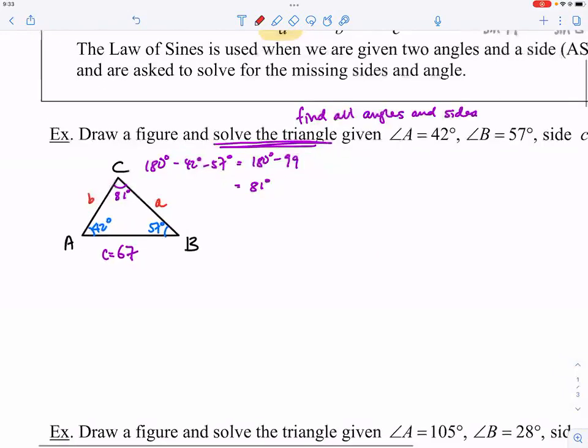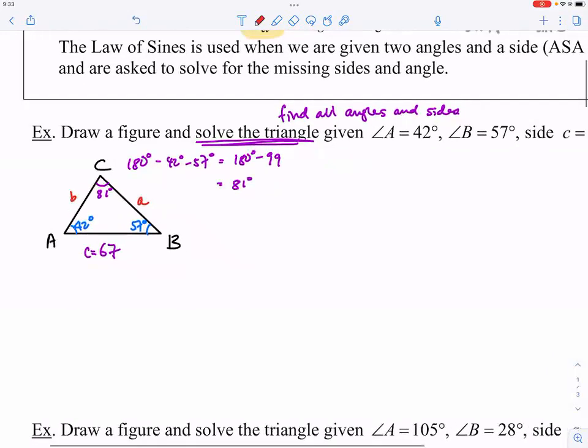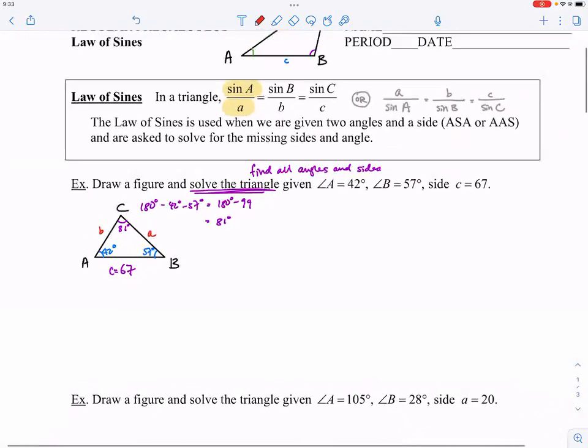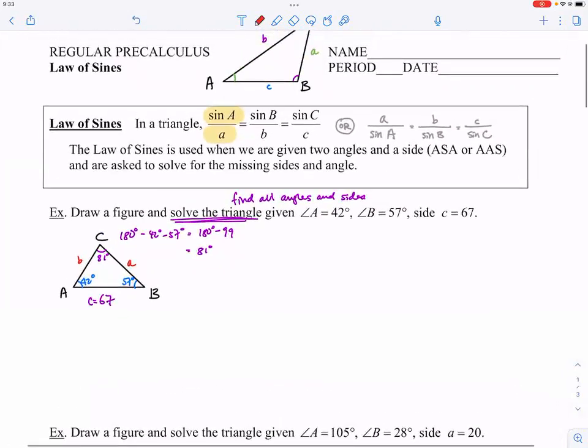Since we have these angles, now we can go ahead and use our law of sines. Now, if you look at the box, it says the law of sines is used when we are given two angles and one side. Okay. Now, I do want you to highlight this part, two angles and one side.